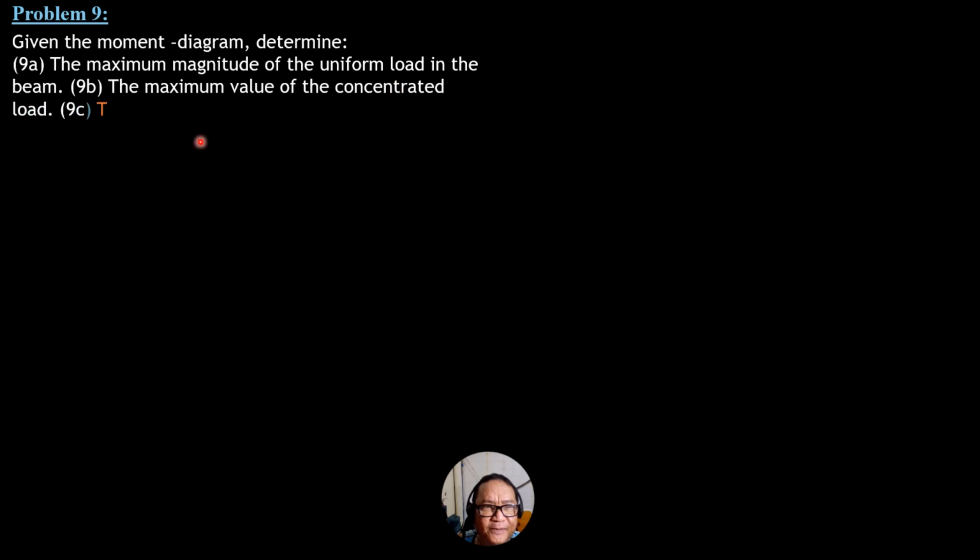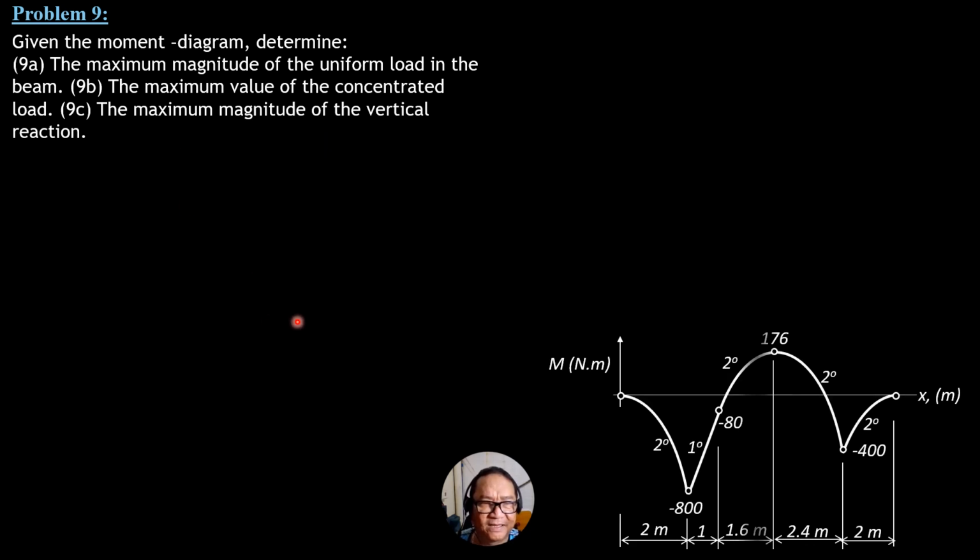Problem 9. Given the moment diagram, determine the maximum magnitude of the uniform load in the beam. Then the maximum value of the concentrated load, the maximum magnitude of the vertical reaction. So for this problem, given the moment curve, let's construct first the shear diagram and then the load diagram so that we can answer all these problems.